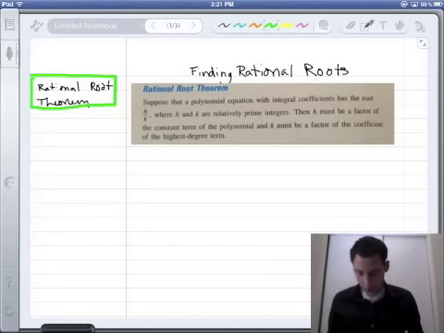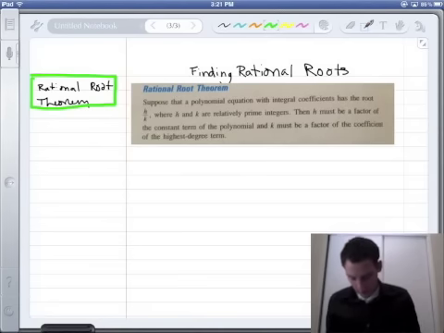Suppose that a polynomial equation with integral coefficients has the root h over k, where h and k are relatively prime integers. All that means is that it's reduced. That's what that means. Then h must be a factor of the constant term of the polynomial, and k must be a factor of the coefficient of the highest degree term of the polynomial.